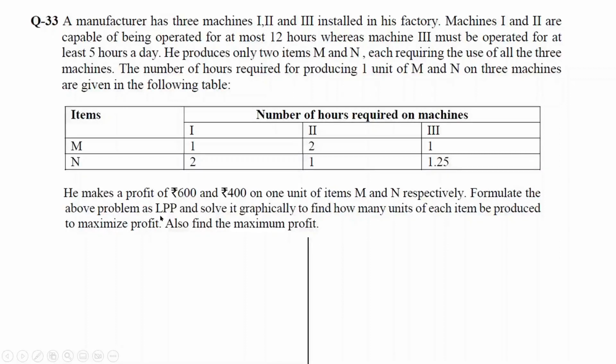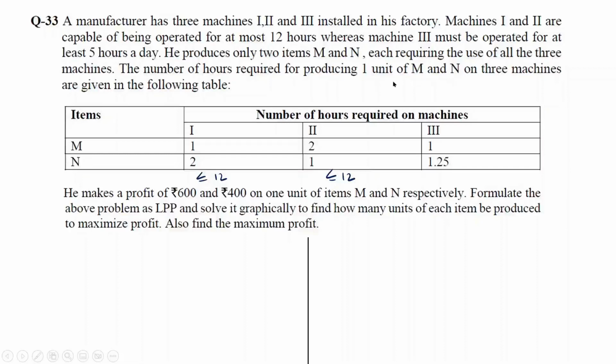Formulate the above problem as LPP and solve it graphically to find how many units of each item be produced to maximize the profit. Also find the maximum profit. So, here we can see that there are 3 machines 1, 2 and 3, and machines 1 and 2 can be operated for at most 12 hours. So, this is less than or equal to 12.